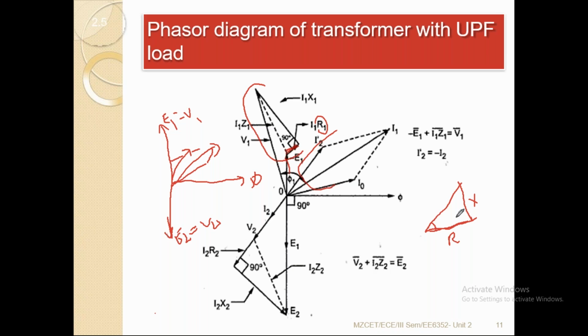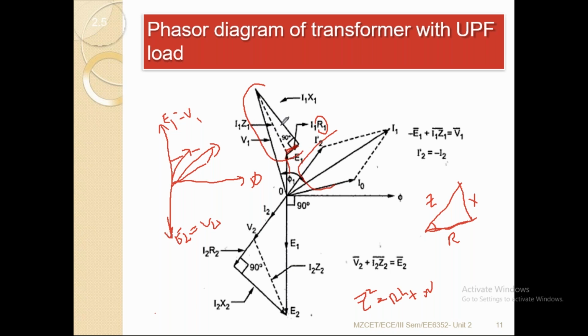Now, from this right angle triangle, how can we represent the Z? So, what is the Pythagoras theorem? From the Pythagoras theorem, we can say that hypotenuse square is equal to adjacent square plus opposite square. So, you can write Z square is equal to R square plus X square. The same thing we are getting from here.